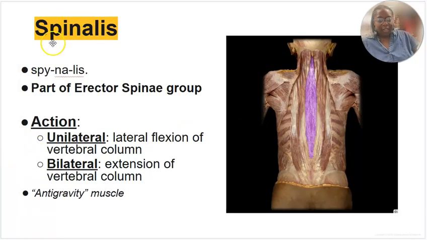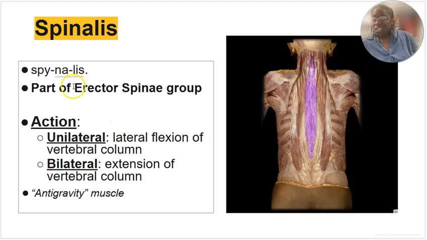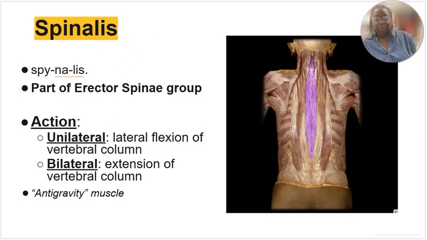Next up, we have spinalis. This one is also a part of the erector spinae group. Unilateral actions are going to be that lateral flexion yet again, and then also extension of the vertebral column when both parts of the spinalis are contracting.